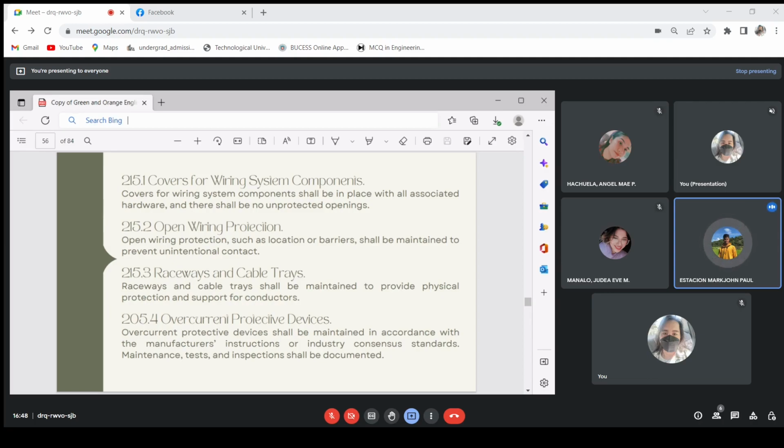205.4 is overcurrent protective devices. Overcurrent protective devices shall be maintained in accordance with the manufacturer's instruction or industry standards, maintenance, test, and inspection shall be documented. So dito, yung protection devices are meant to protect against yung possible na dangerous effects of overcurrents such as like an overload current.